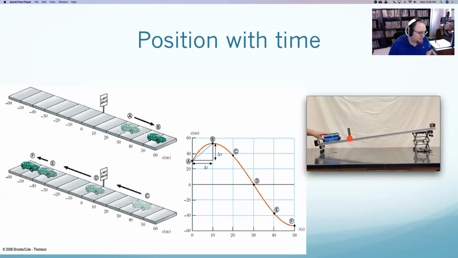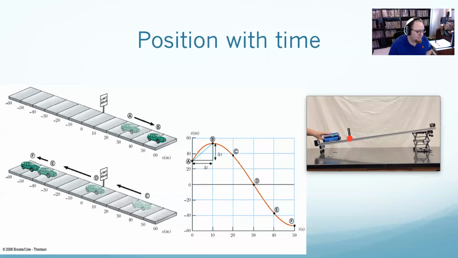I can use this to plot the position as a function of time. And if I plot the position as a function of time, I'll see it went further in the positive and then back down towards negative.